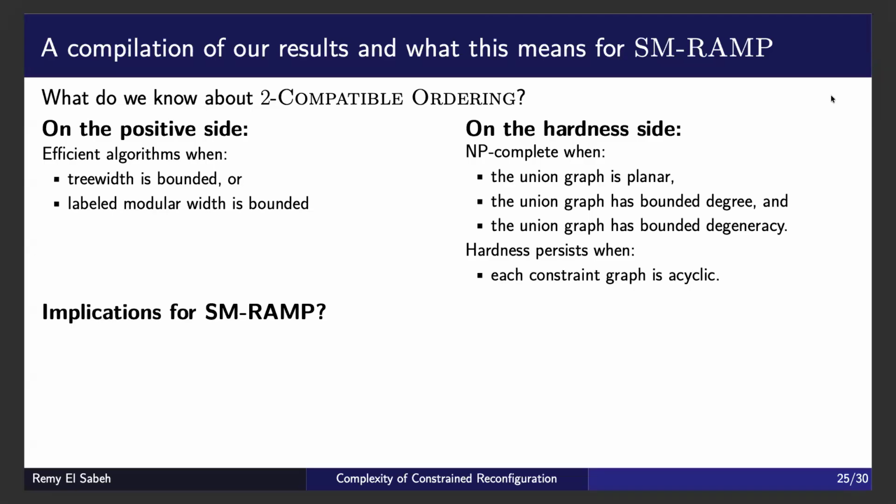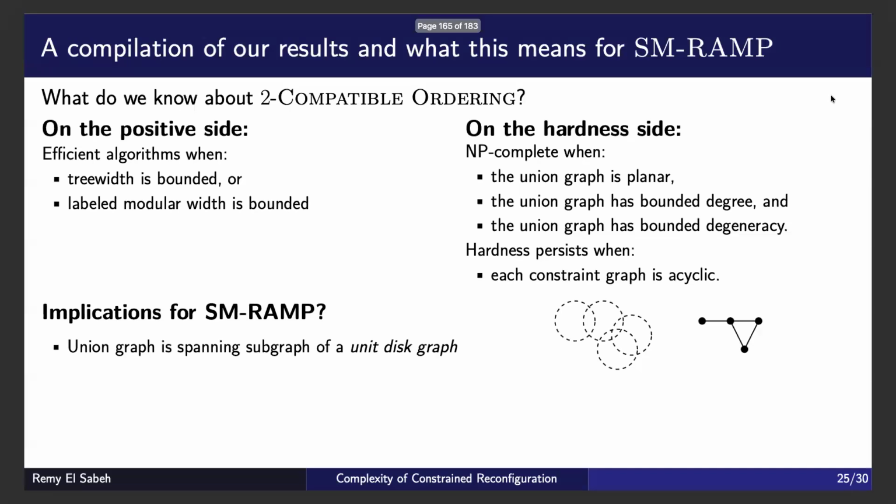So remember that we started with SMRAM. So what can we say about SMRAM at this point? The bad news is we cannot really say anything. In the case of SMRAM, if we look at their encoding in two compatible ordering terms, the union graph is a spanning subgraph of what we call a unit disk graph.